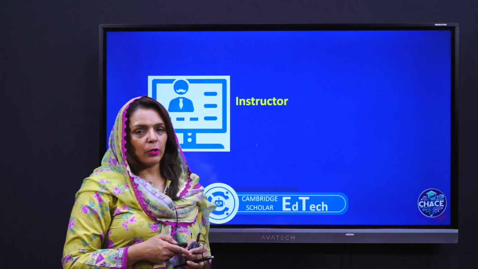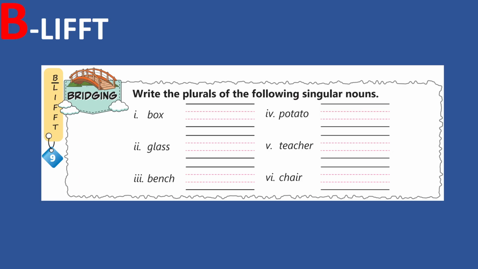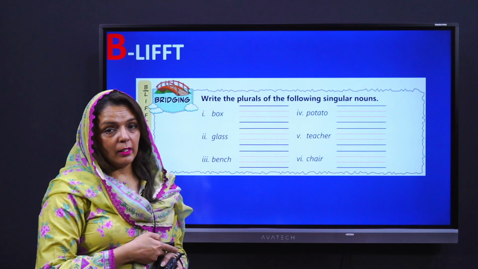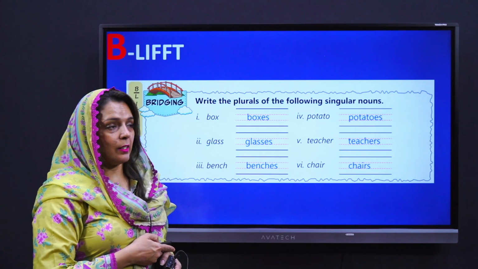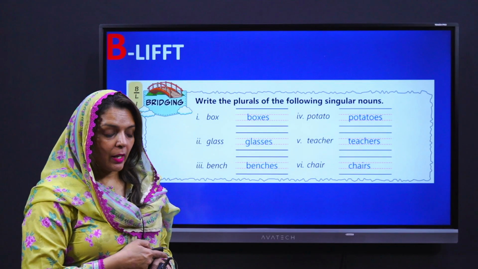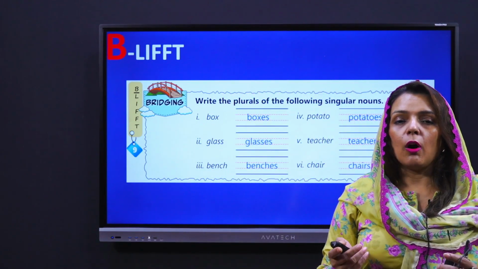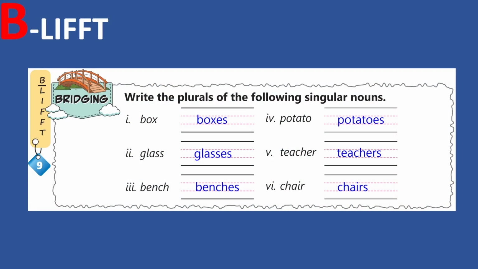I'm sure that by now you have already done your bridging activity, which was very familiar because you just have to add s or es to make these singular nouns into plural ones. Today we are going to be looking at several rules of making singular noun to plural noun.